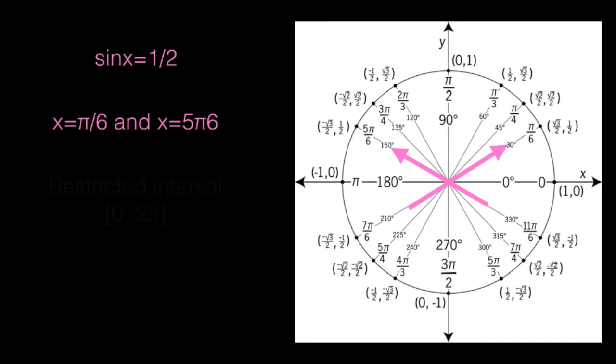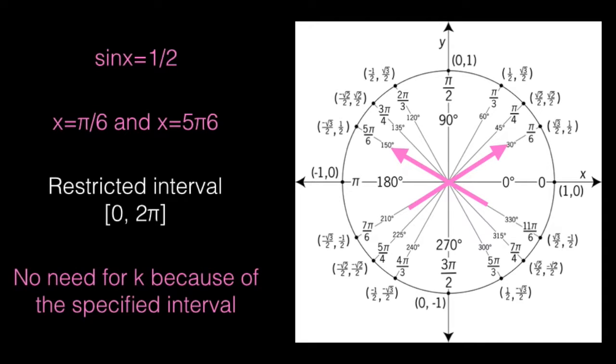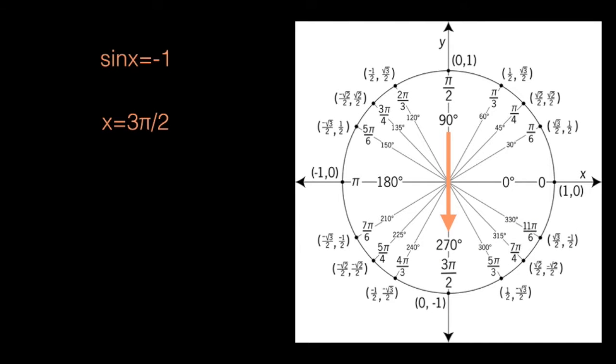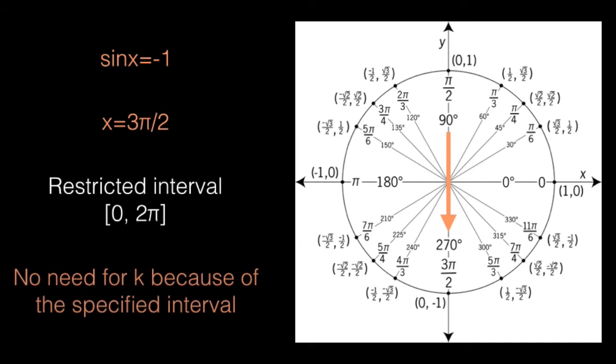Now this time we are on a restricted interval from 0 to 2 pi. So we don't need a plus 2 pi k to acknowledge all the values. Because it's from 0 to 2 pi, the x values pi over 6 and 5 pi over 6 make sine x is equal to 1/2, but only on the interval 0 to 2 pi. Now let's solve for when sine of x is equal to negative 1. Well, if we look at the unit circle, when x is equal to 3 pi over 2, sine x is equal to negative 1. Again, we're on a restricted interval from 0 to 2 pi, so there is no need for the k. So we can just say that x is equal to 3 pi over 2.